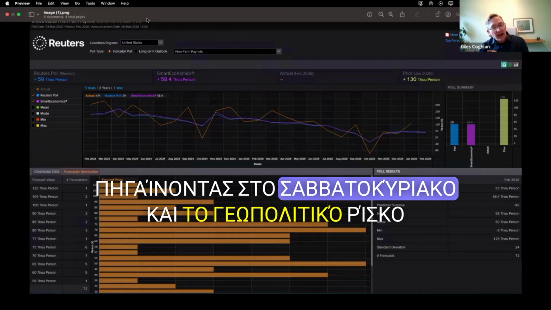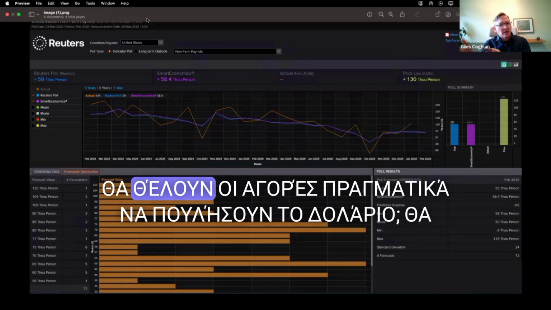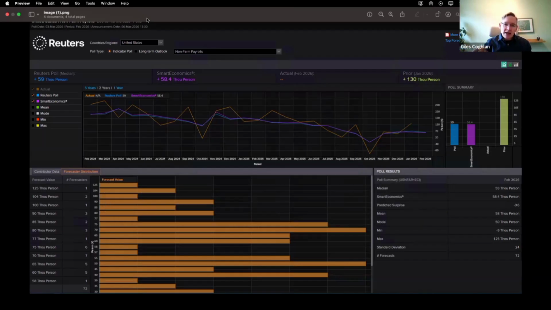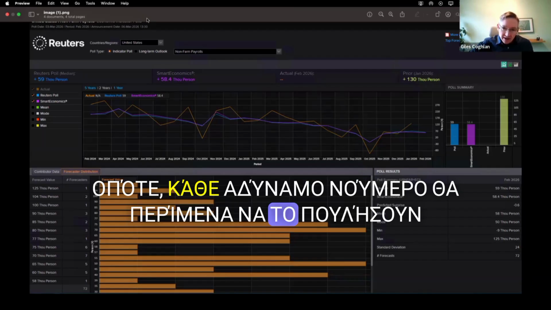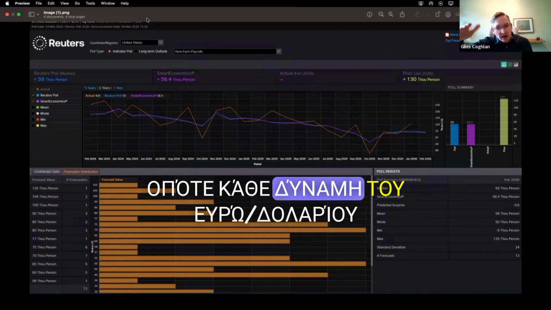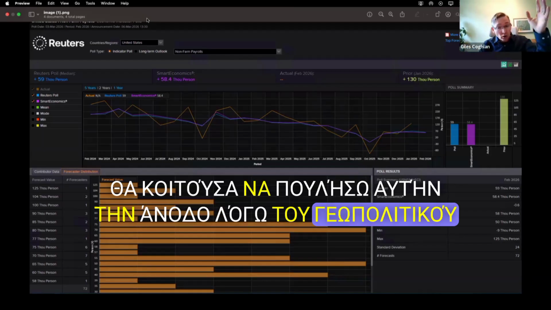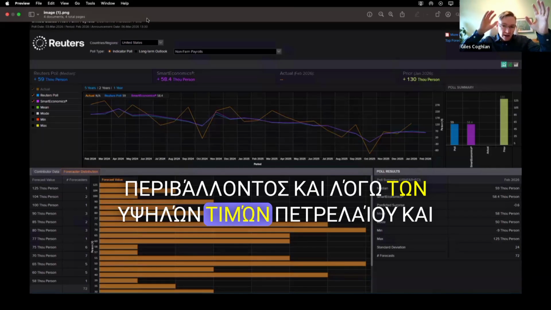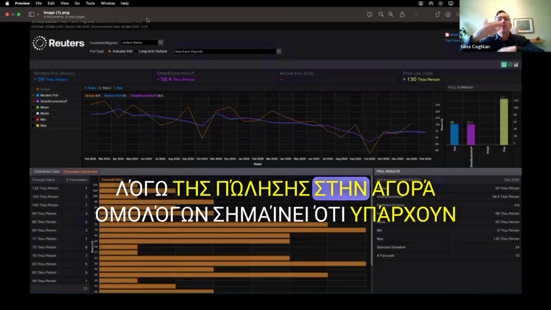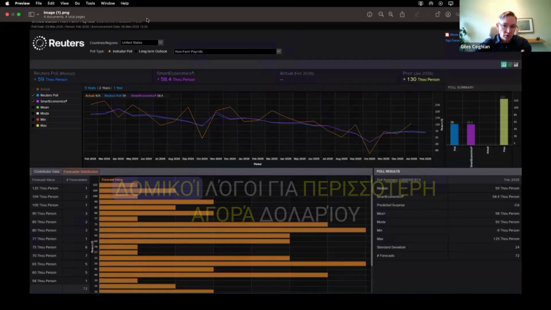But think about it, going into the weekend and the geopolitical risk, will markets really want to sell the dollar? They'll start buying it again. So any weak print, I would expect it to be faded. So any euro dollar strength, I'll be looking to sell that rally because of the geopolitical environment, because of high oil prices, and because of the sell-off in the bond market, which means there are structural reasons for more dollar buying to come in.